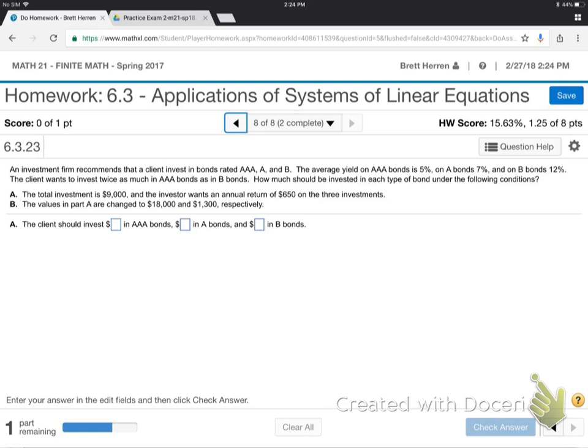All right, let's do part A. Pretty standard. 9,000 investment. Return of $650. See what you can do. This is a pretty standard one. I'll give you a little bit of time. In fact, let me wander around. If I can be of help to you, let me know.